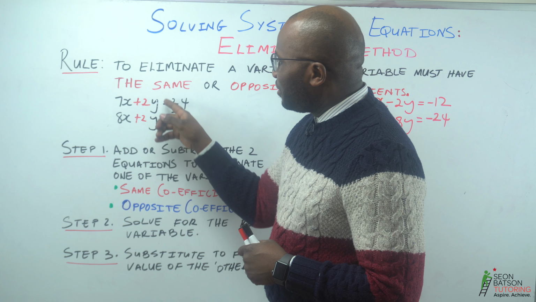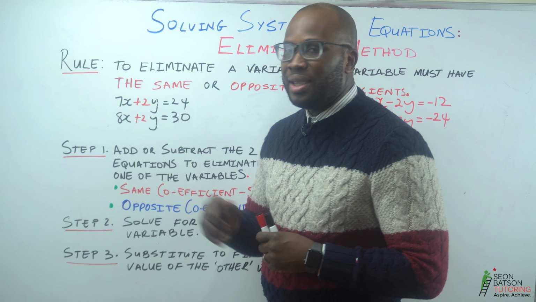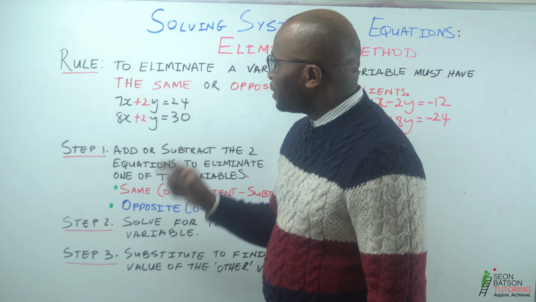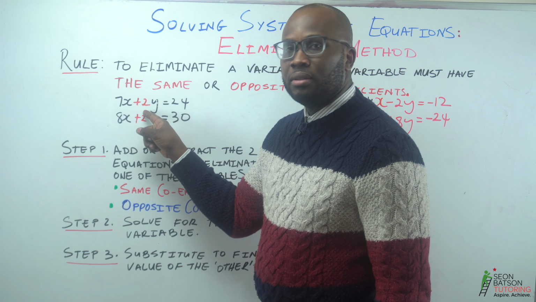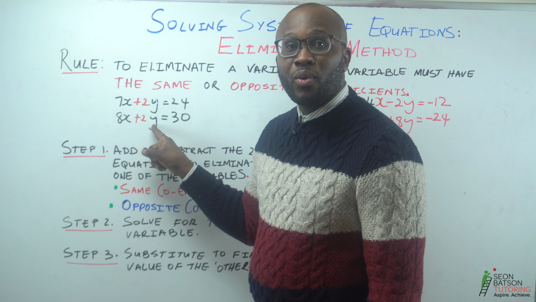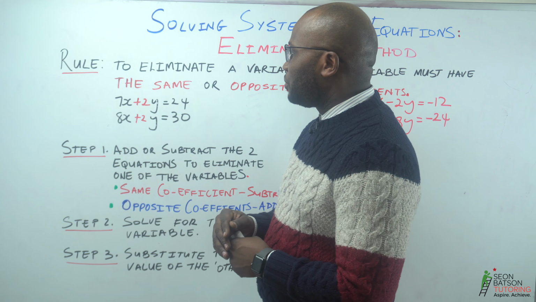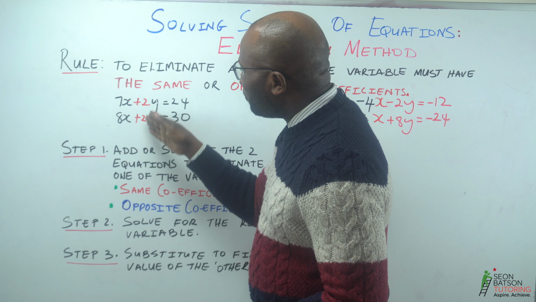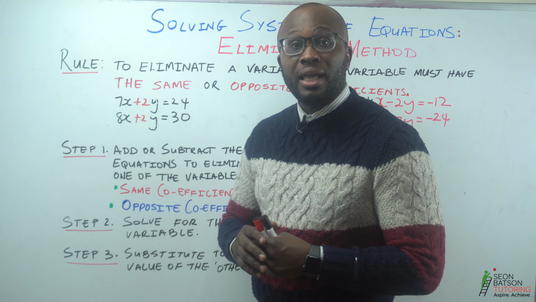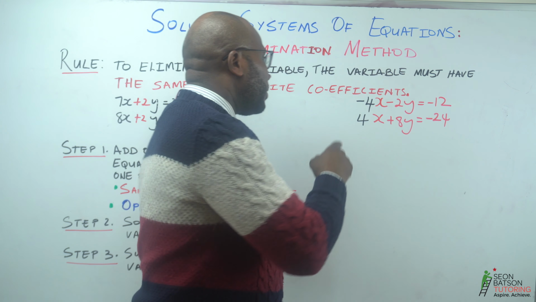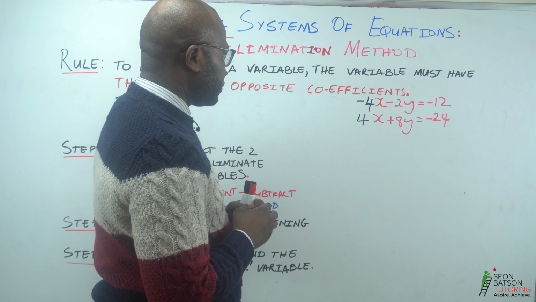Now, look at our first system here. In this system, the y's have the same coefficient. Yes? In the first equation, the coefficient of the y is positive 2. In the second equation, the coefficient of the y is also positive 2. So if we wanted to, we can eliminate or get rid of the y because they have the same coefficient.